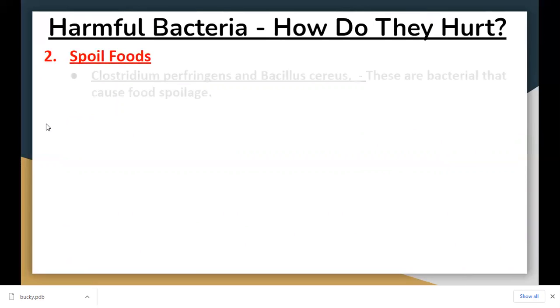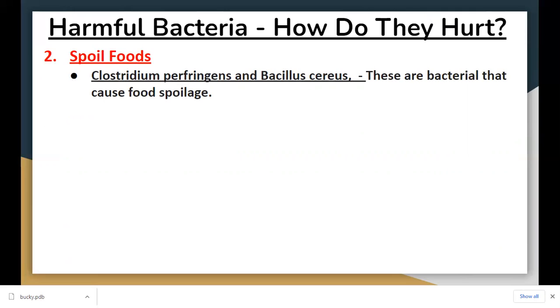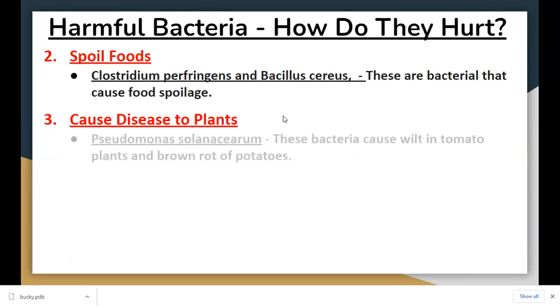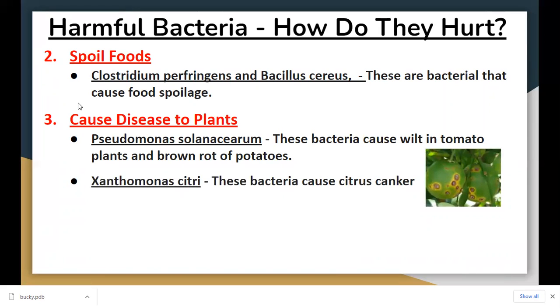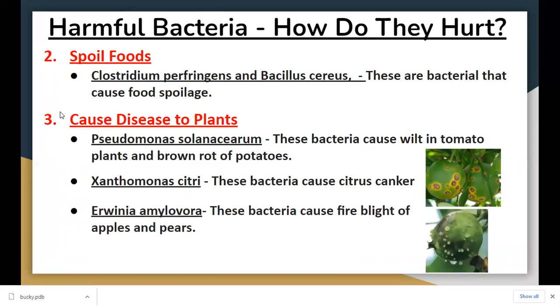Two, bacteria can spoil foods. Clostridium perfringens and Bacillus cereus are bacteria that cause food spoilage. And third, bacteria can cause disease to plants. The Pseudomonas solanacearum bacteria cause wilt in tomato plants and brown rot on potatoes. The Xanthomonas citri are bacteria that cause citrus cankers. You can see them on the right there. And the Erwinia amylovora bacteria cause fire blight of apples and pears. And that's what it looks like there on the right.